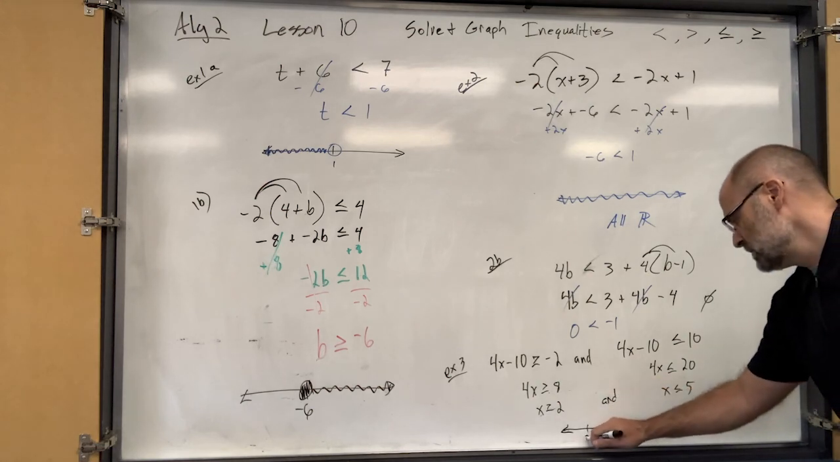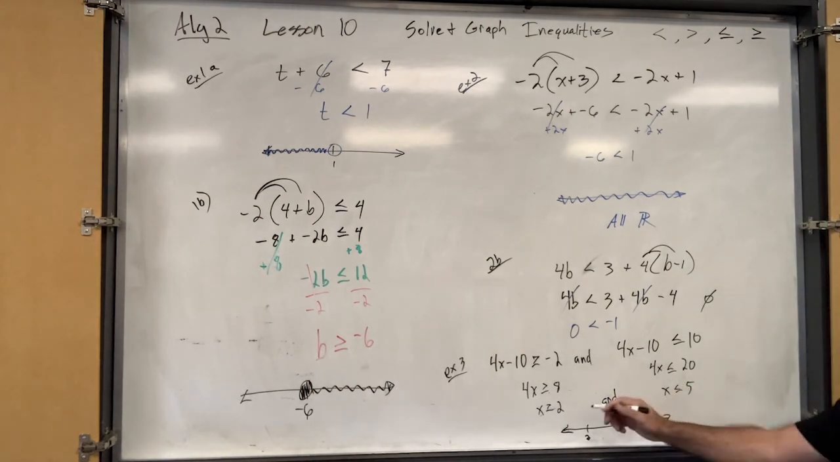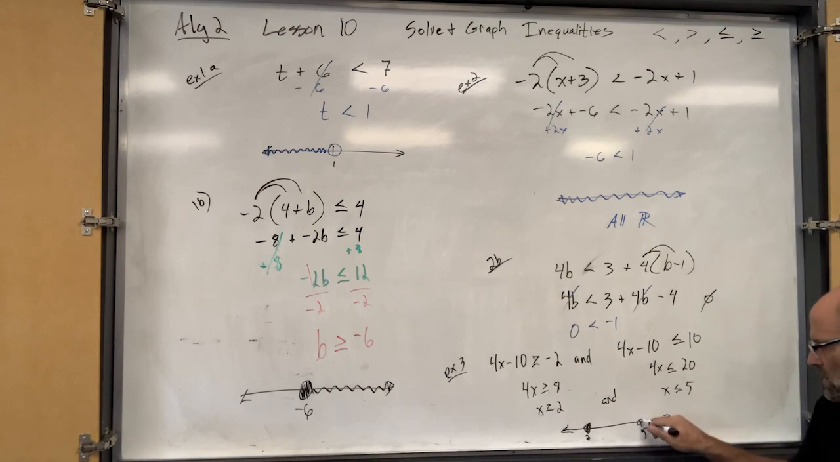So here's 2, here's 5. Will you shade in the 2 and shade in the 5? Yeah, they're both bigger symbols, so I'm going to shade them in. And then add the line. Yep, and then the line goes in between.